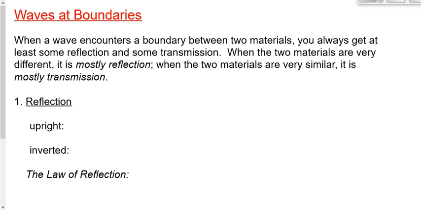We've learned that when a wave encounters a boundary between two materials, we're always going to get some reflection, which means bouncing back, and we're going to get some transmission, which means it keeps going. Some of it's going to keep going, some of it's going to be reflected. Sometimes most of it will be reflected with only a little bit transmitted, and sometimes most of it will be transmitted with only a little bit reflected. Well, it all depends upon the nature of the materials as to how much gets reflected and how much gets transmitted.